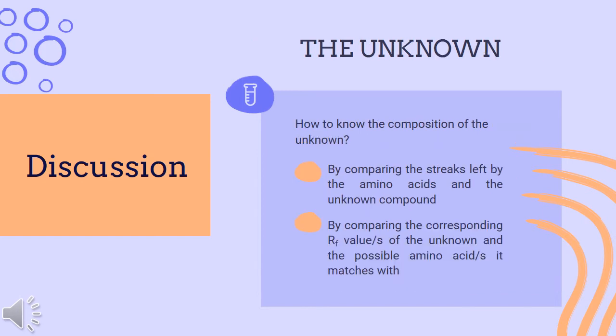You can identify the composition of an unknown substance by either comparing the streaks left by the amino acids and the unknown compound, or comparing the corresponding RF value or values of the unknown and the possible amino acid or amino acids that it matches with.